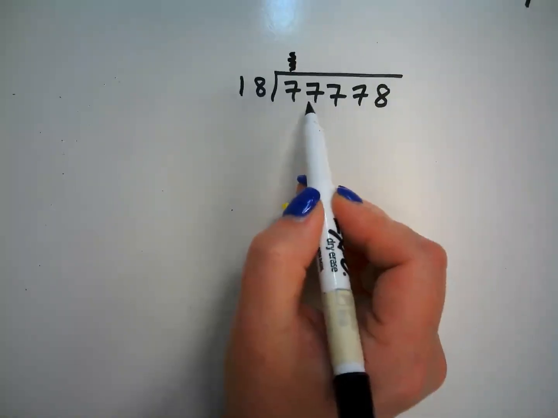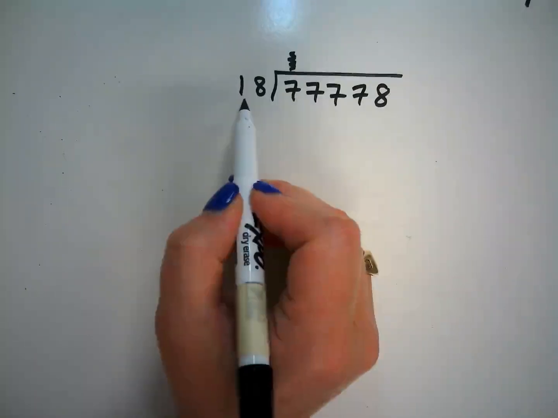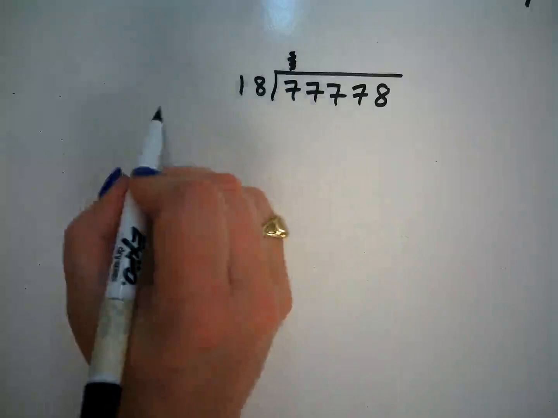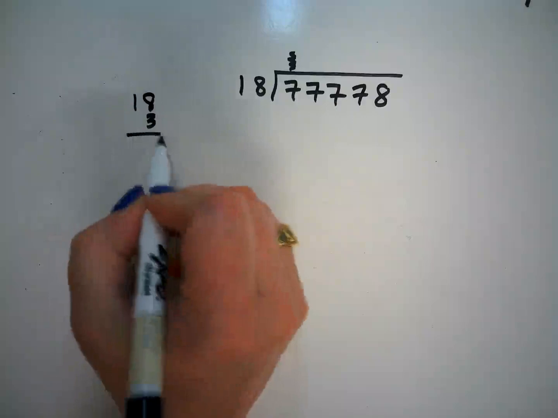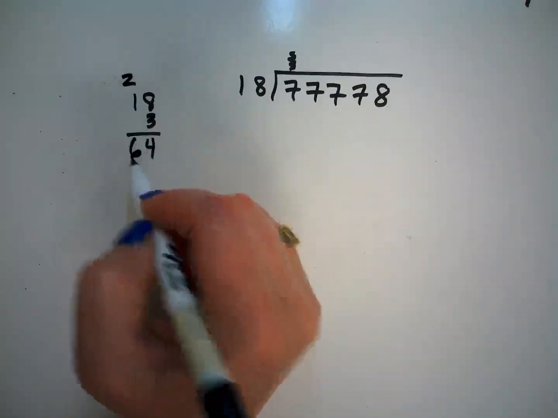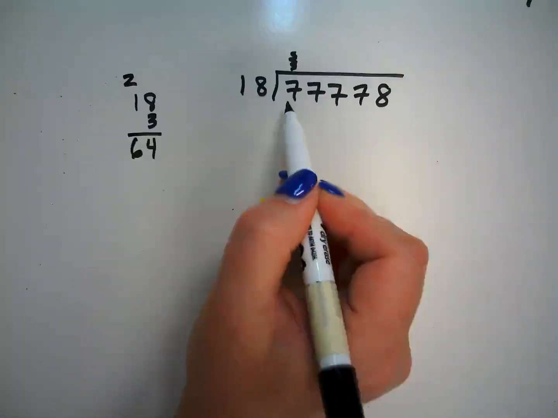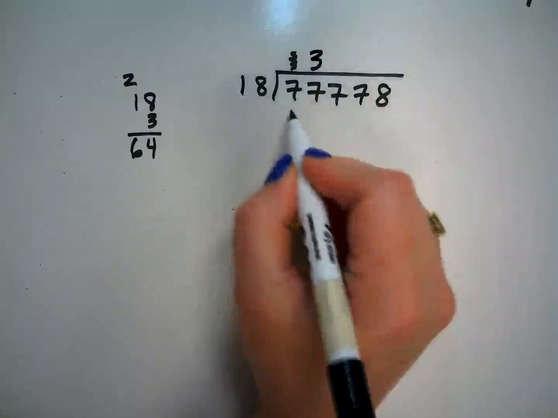Now, here's the deal. I don't know how many 18s go into 77, but I do know that 18 is really close to 20, and there are 3 20s in here. So I'm going to guess 3. It's a guess and check method, okay? And when I do that, I get 54. Well, if you add 18 more, we're going to go over 77. So my 3 was a pretty good guess.